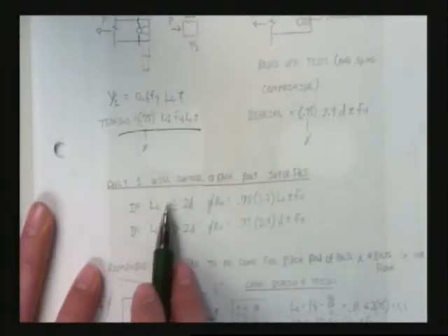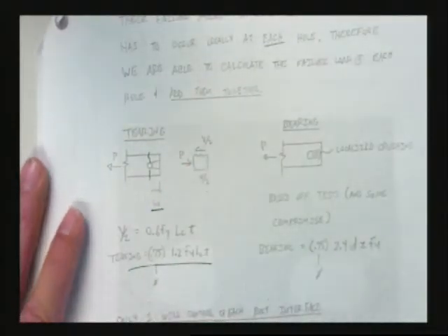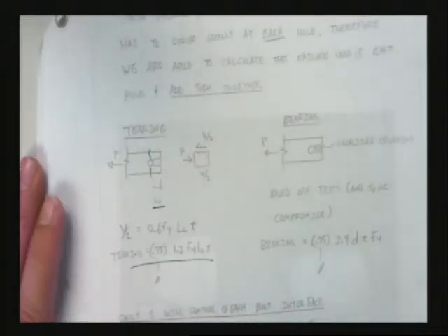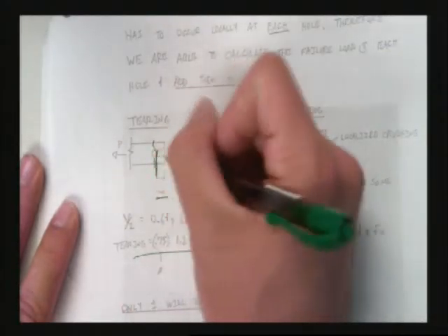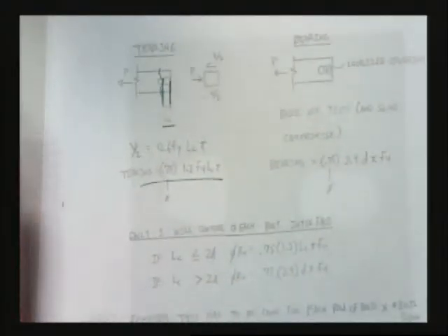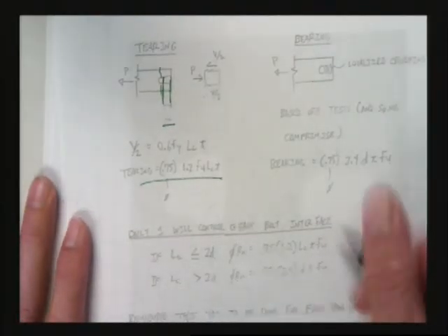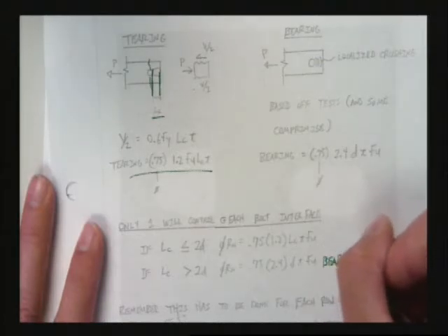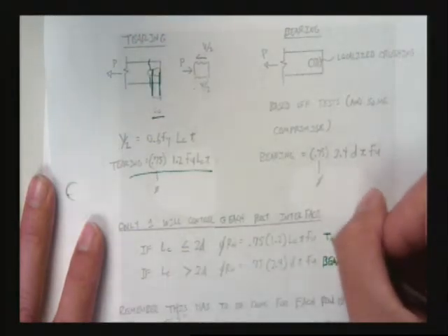Believe it or not, only one of these will control at each bolt interface. And the thing that decides everything is L sub C versus the diameter of the bolt. That's what it's all about. L sub C, this clear distance from the edge of the bolt to the end of the plate. L sub C versus the bolt diameter. If L sub C is greater than 2 times the bolt diameter, then bearing is going to control. This is the bearing calculation. If it's less than or equal to 2 times the bolt diameter, tearing is going to control.